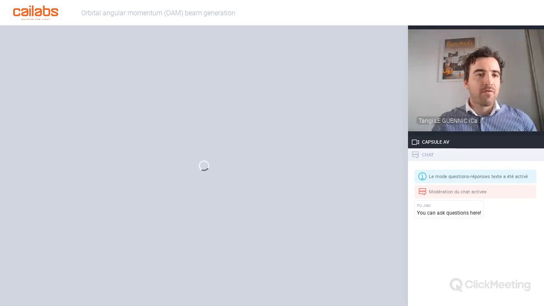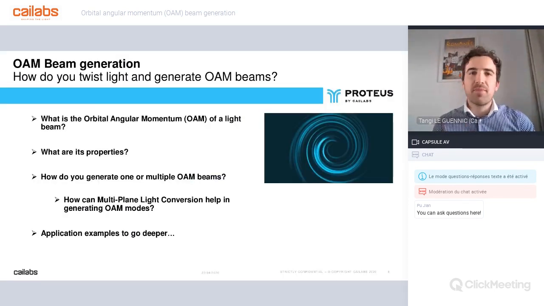So, firstly, today I want to spend some time to explain what the OAM of a light beam is, what its properties are, and why they are so interesting. After, what are the different ways to generate an OAM today on the market. I'm going to explain after what the solution proposed by Skylabs is to generate this kind of wave. And finally, I will present some applications where we use our solution to generate them.